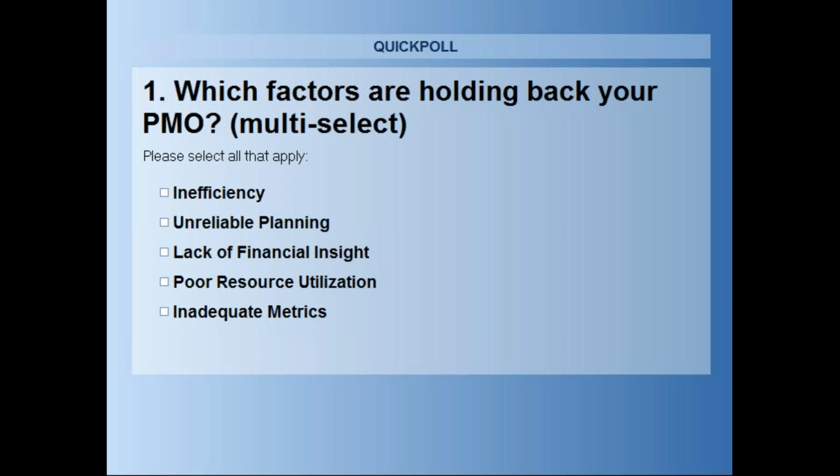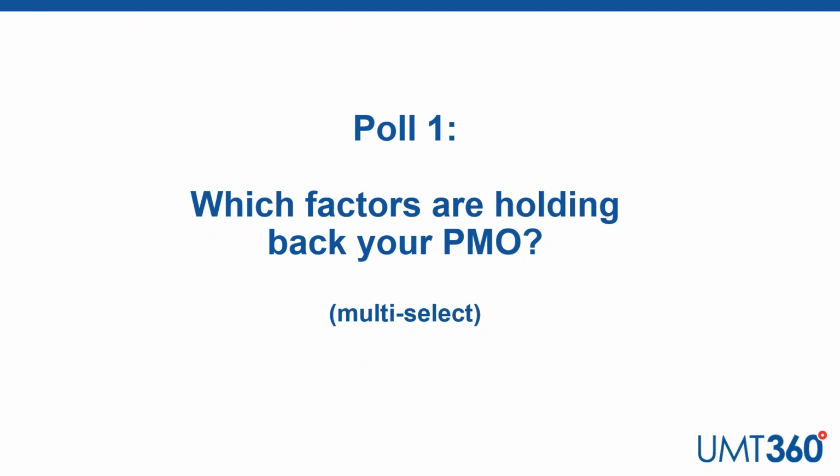So we'll let this run for another 10 seconds or so. So what are the factors holding back your PMO? The inefficiency problem, unreliable planning, lack of financial insights, poor resource utilization. This is a multi-select, so let's see where we end up. Let's shut down the polls and see what's happening here.